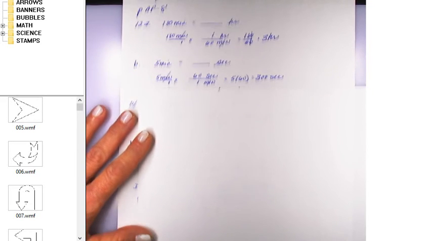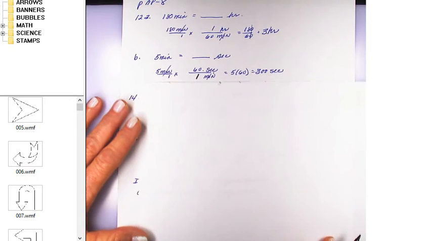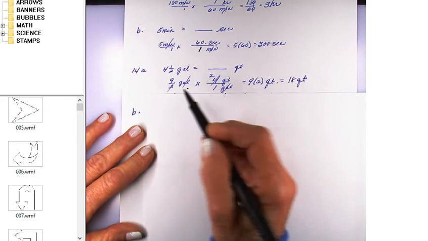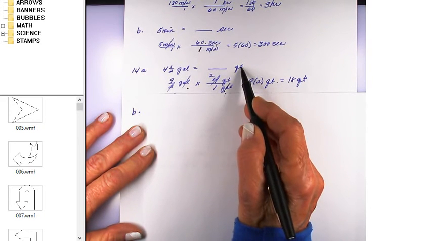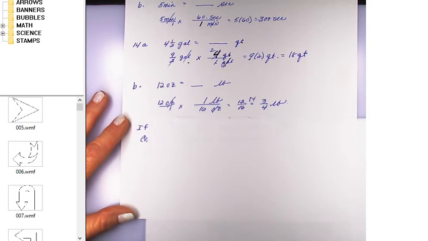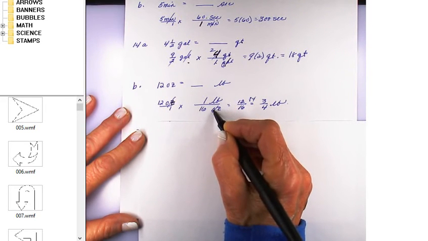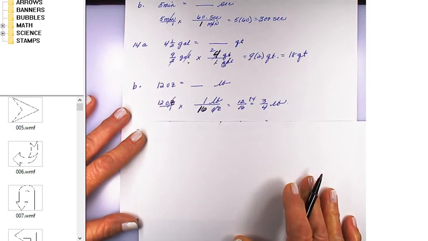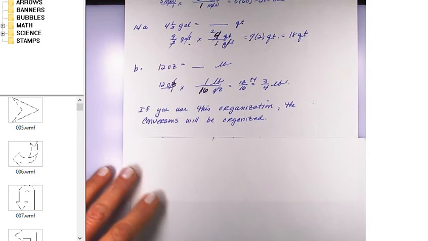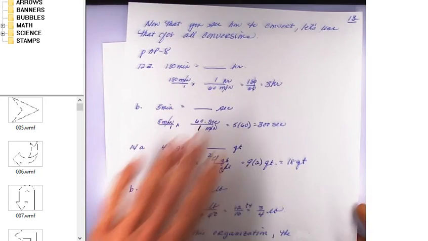5 minutes to seconds. Out go the minutes, in come the seconds, 1 minute per 60 seconds. Okay, let's do a fraction. 9/2 gallons. So I want to get rid of gallons. I want to bring in quarts. 4 quarts per 1 gallon. Ounces to pounds. 12 ounces. I want to get rid of ounces, so ounce goes in the denominator. How many ounces in 1 pound? 16. I got 3/4. Are you following? I hope so. If you use this organization, the conversions will be very organized. So you have access to seeing all of this.